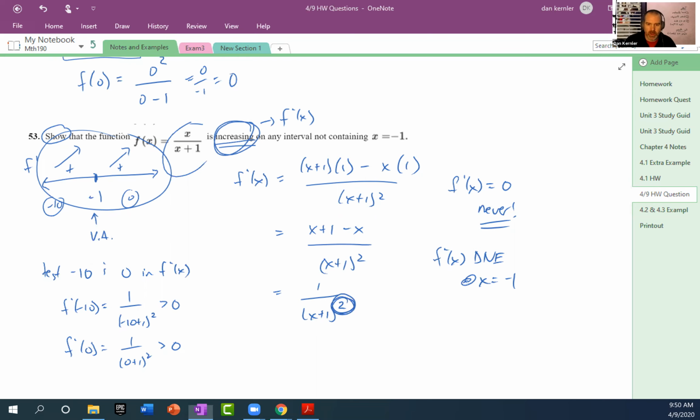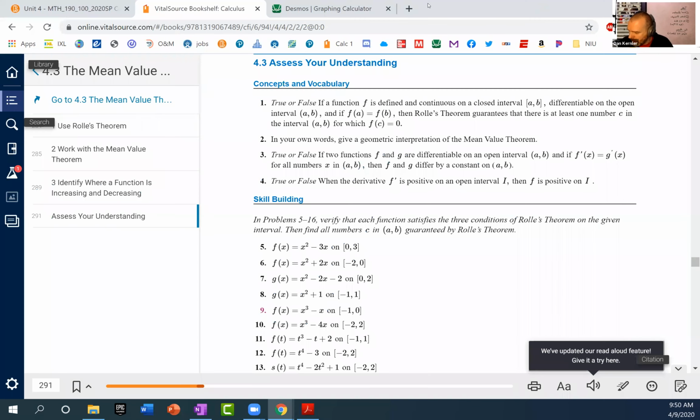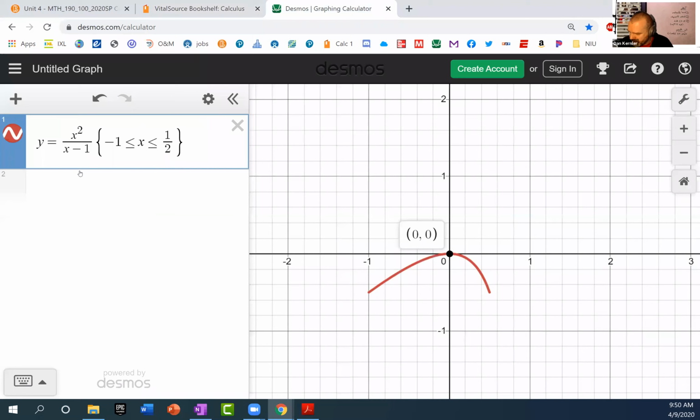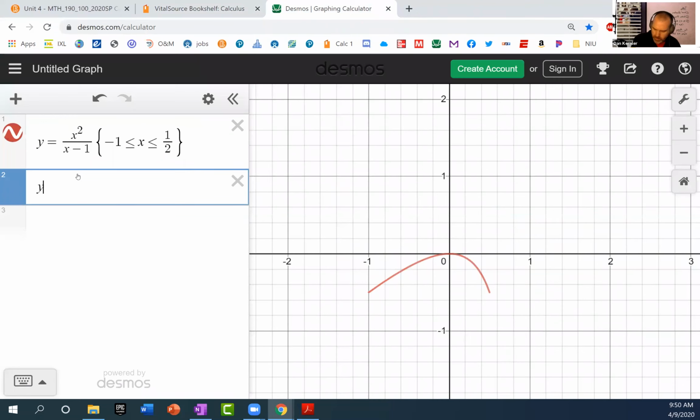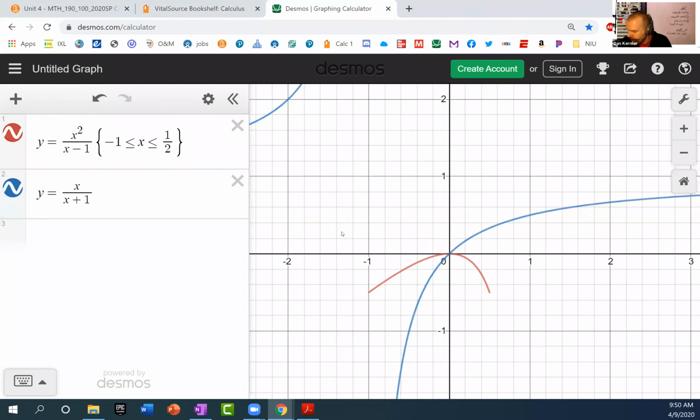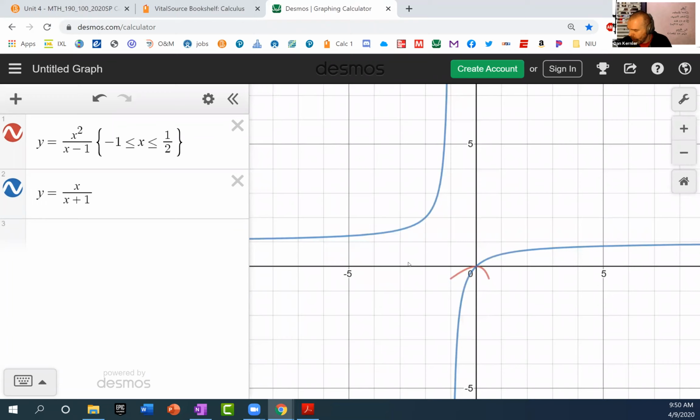And again, you can graph that, x over x plus 1, and you'll see that it is always increasing. You see that? Always increasing. Increasing on the left, vertical asymptote, increasing on the right of it. Always increasing.